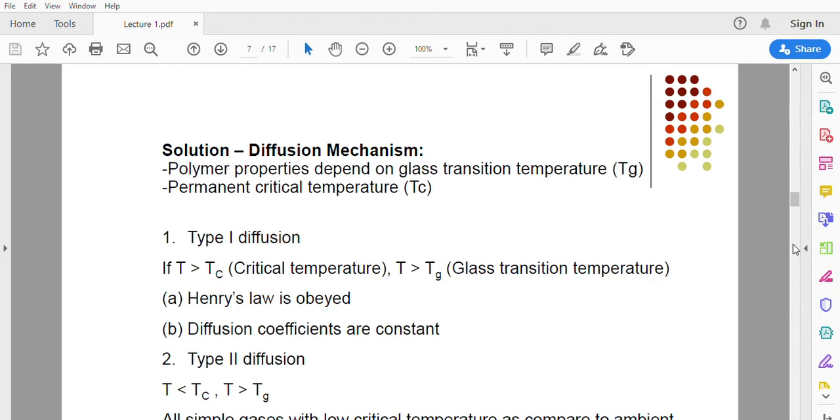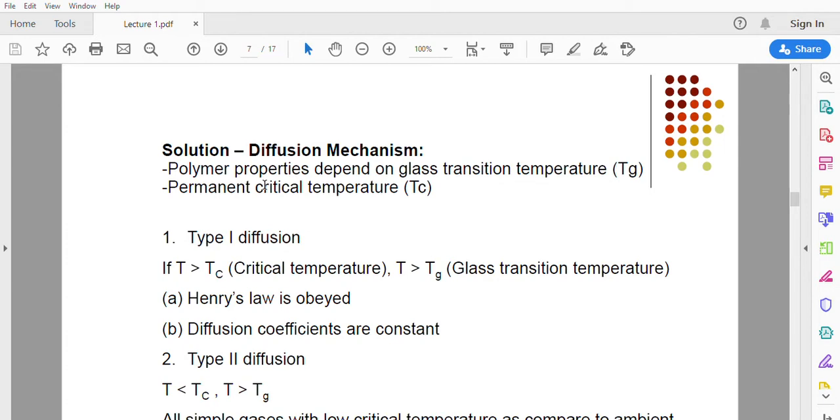Now we will discuss the solution diffusion mechanism, which is the most popular mechanism to understand gas separation using the membrane based separation process. In the solution diffusion mechanism, there are two most important parameters. First is the glass transition temperature of the membrane, and second is the critical temperature of the gas. So the polymer properties depend upon the glass transition temperature, and the permeant critical temperature. Permeant critical temperature means the critical temperature of the gas.